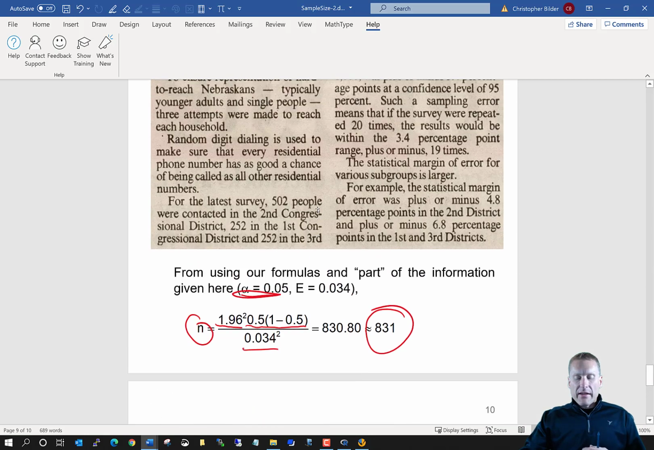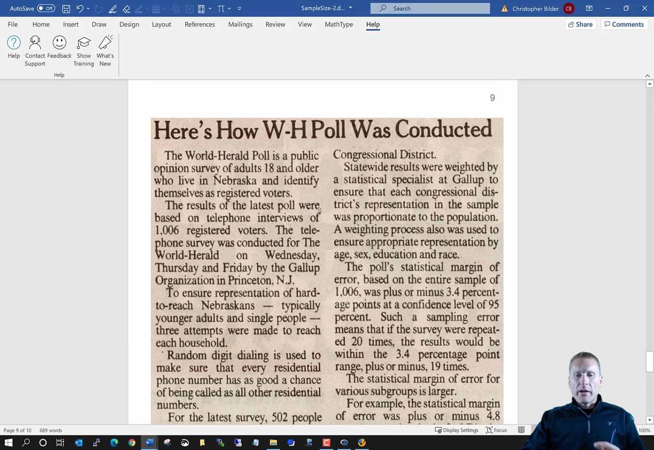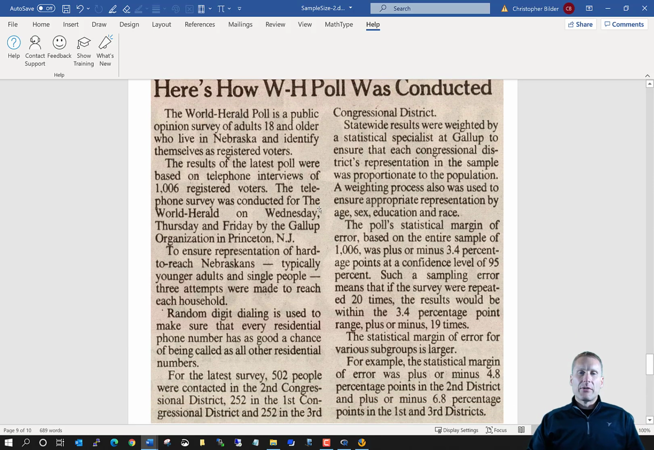So that's how that comes about. Now, really the cool thing in this example was this. Here's how the Omaha World Herald newspaper poll was conducted. Let's go through this. First of all, they define their population of people that they're taking the poll for: adults 18 or older, because of the voting age, who live in Nebraska, and identify them as registered voters.